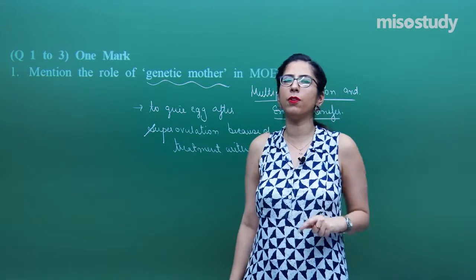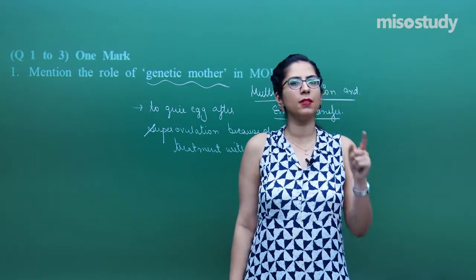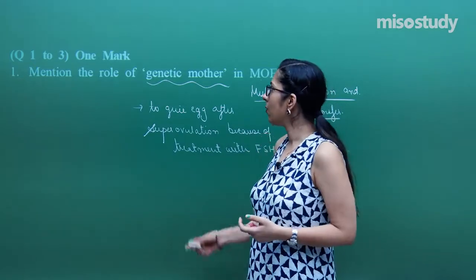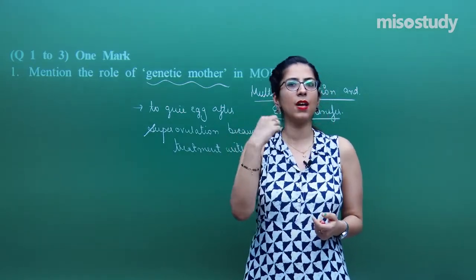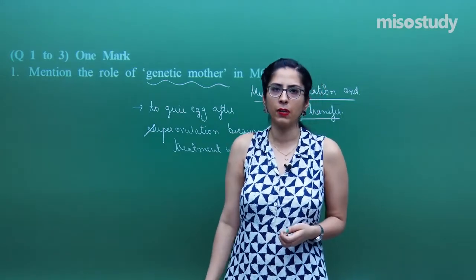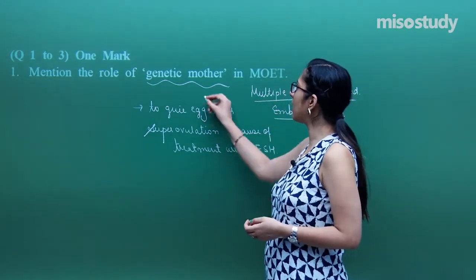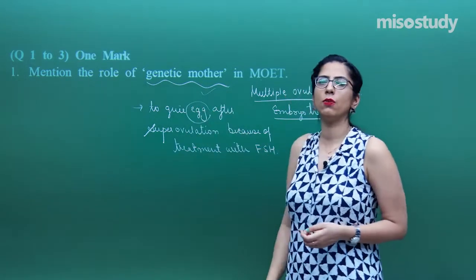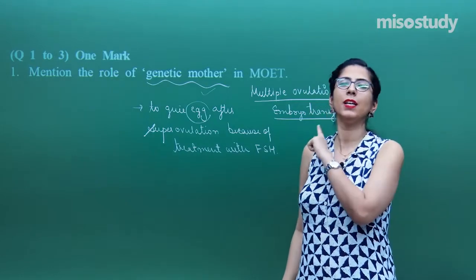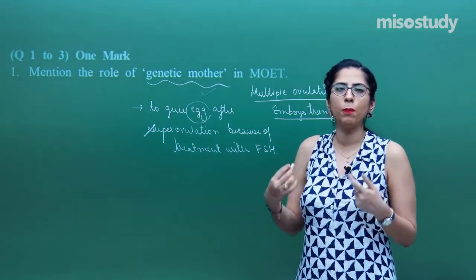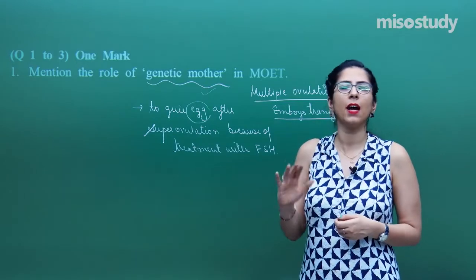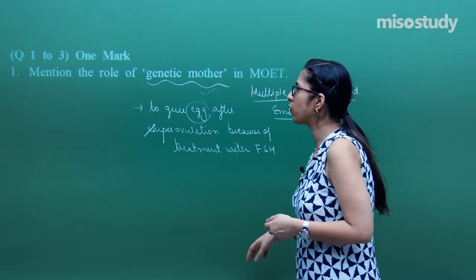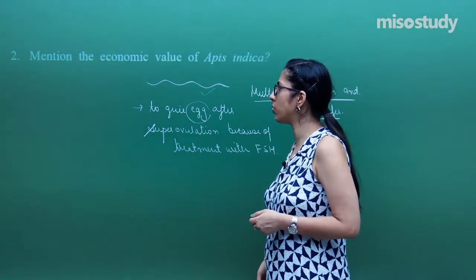Now a word is written over here, that is, genetic mother. A genetic mother is different from a surrogate mother. A surrogate mother is the mother which carries the baby for 9 months when we talk about human beings, whereas a genetic mother is the actual donor of one of the gametes. In this case the mother only acts as a donor, so she gives the egg. This is the role of a genetic mother. She doesn't carry the baby through the whole process of development, she just gives the egg. So I hope the first question is clear to you. Let's move to the next question.